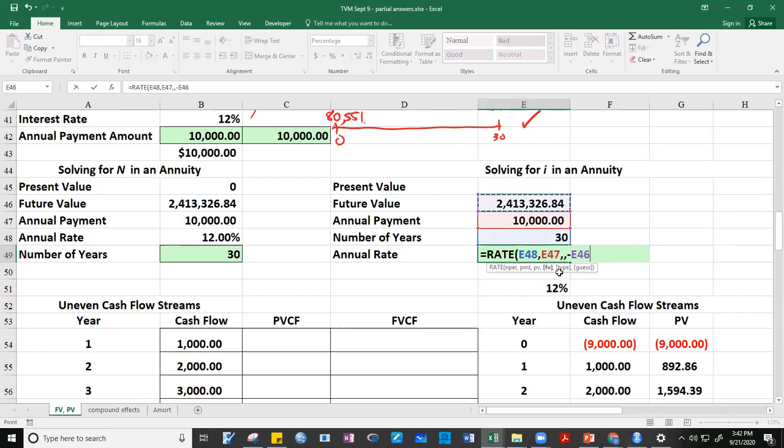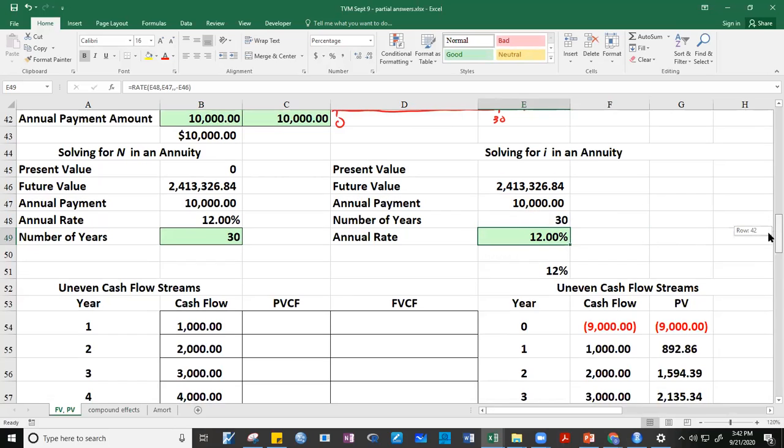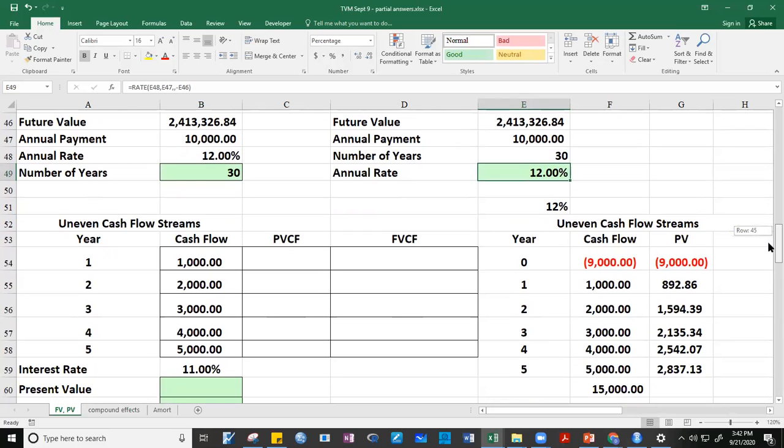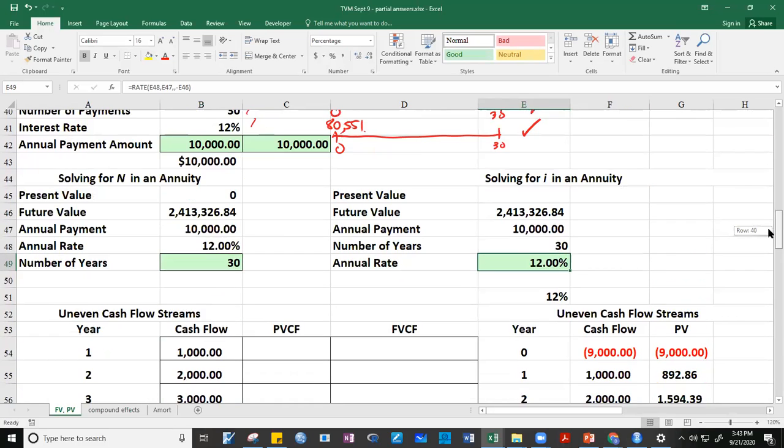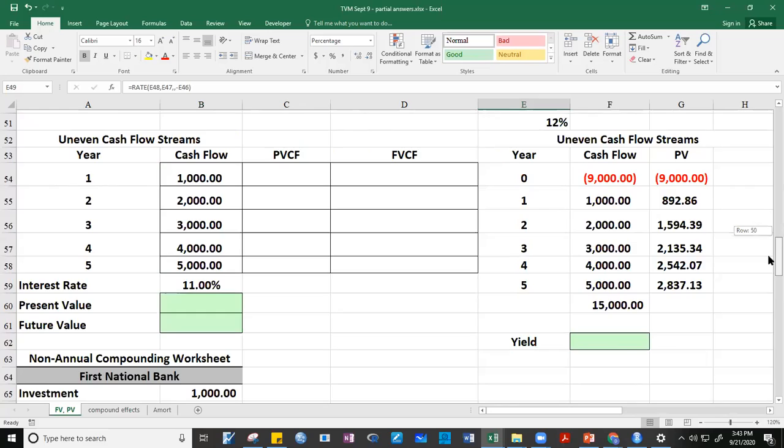Okay? Pag rate usually naglalagay ng guess, no? But we ignore that. We ignore lang natin. Okay, 12% as expected. Okay? Yes, sir. All right. So we go here. Okay.